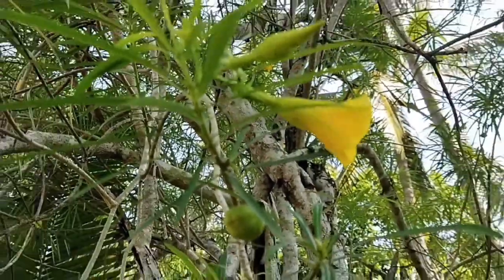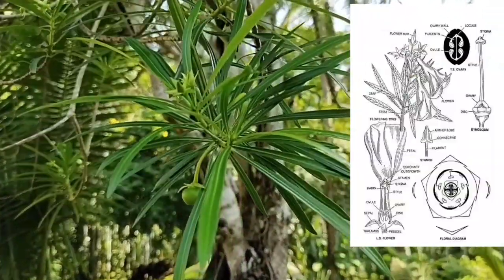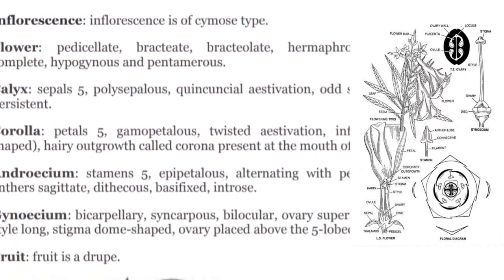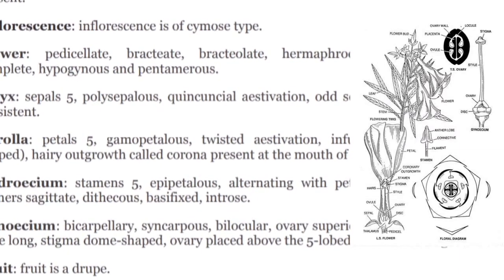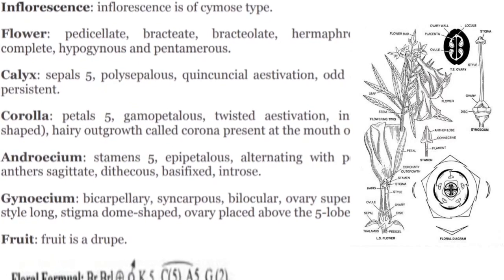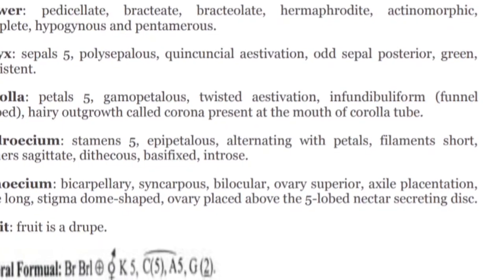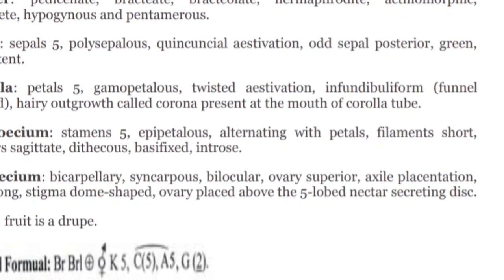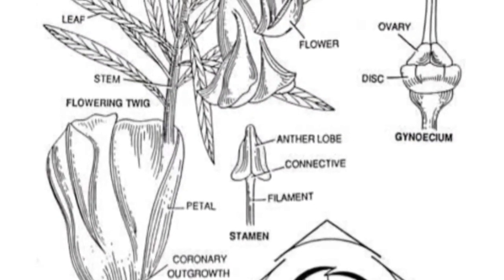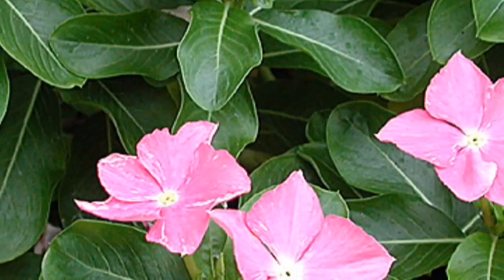Actinomorphic flowers, pentamerous and hypogynous. Pentamerous because the sepals and petals and the stamens are 5 in number. Only the gynoecium is bicarpellary. So these are the important features, and you can also see the floral diagram of Thevetia peruviana. The stamens are epipetalous. Epipetalous means they are attached to the corolla tube, and the presence of hair-like structures at the throat of the corolla tube, which are called coronary hairs, is the most important identifying feature of the flower.